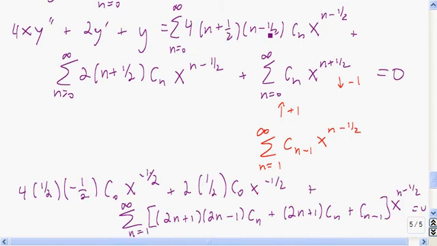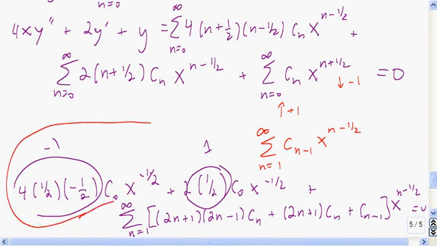Okay, so when n is 0, we get 4 times a half times negative a half, c0 x to the negative a half, and then plus when n is 0 here, we get 2 times 0 plus a half, so it's 2 times a half times c0 x to the power of negative a half. Okay, so you can see here that this coefficient is equal to 1, and this coefficient here is equal to negative 1. So in fact, these first two terms totally cancel one another out.